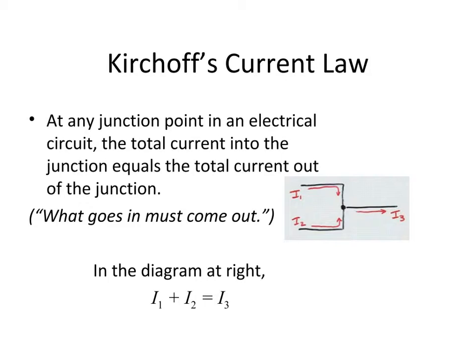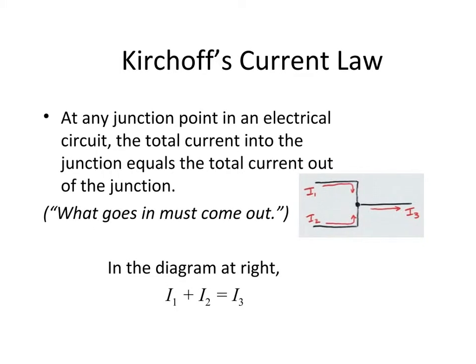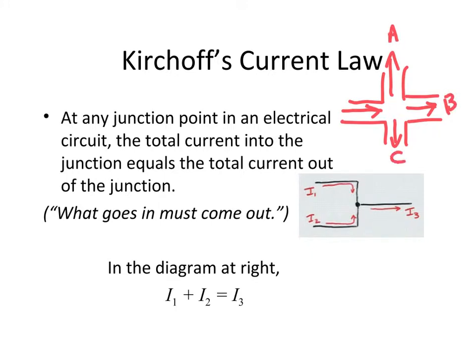This is kind of like traffic on streets. If we have an intersection here with cars traveling into the intersection and out of the intersection, the number of cars that go into the intersection have to come out. So A, B, and C have to be equal to D. All the cars that go into the intersection have to come out.